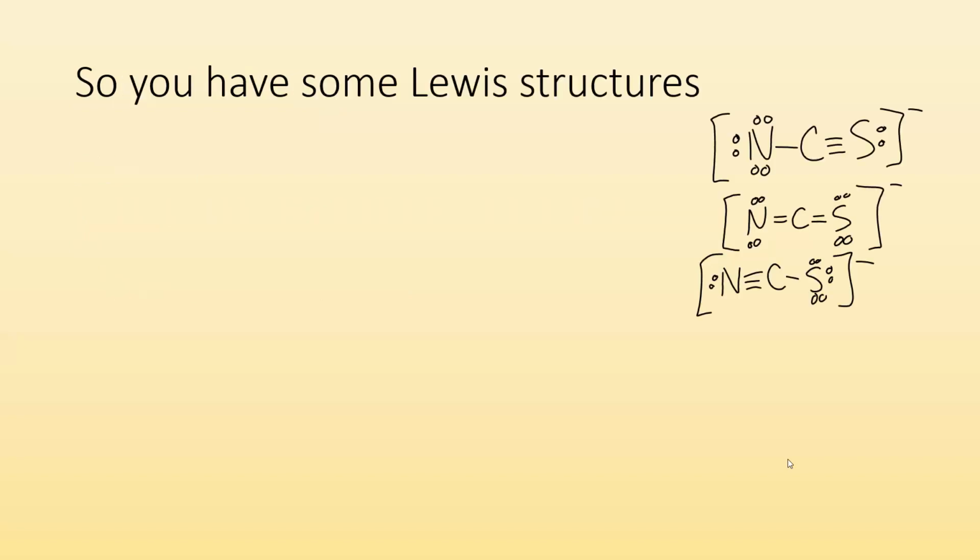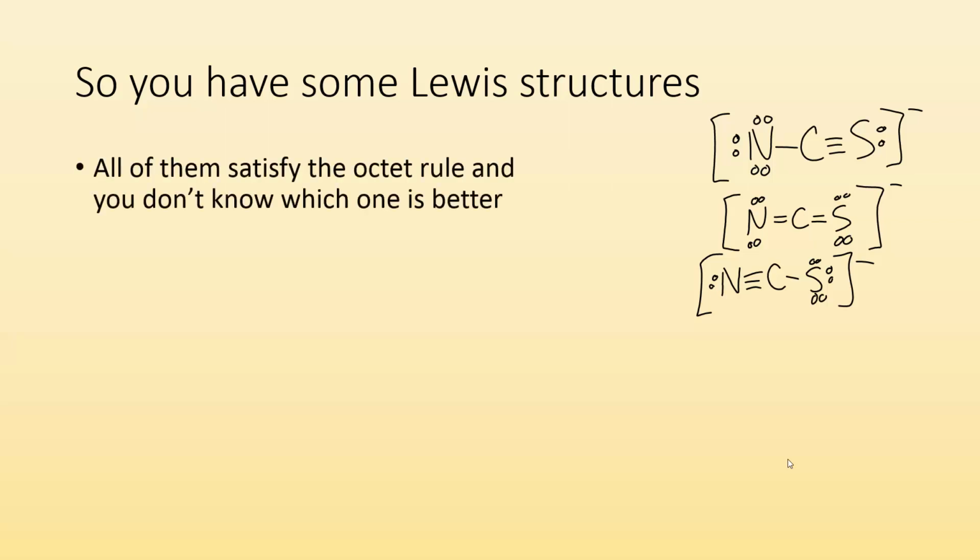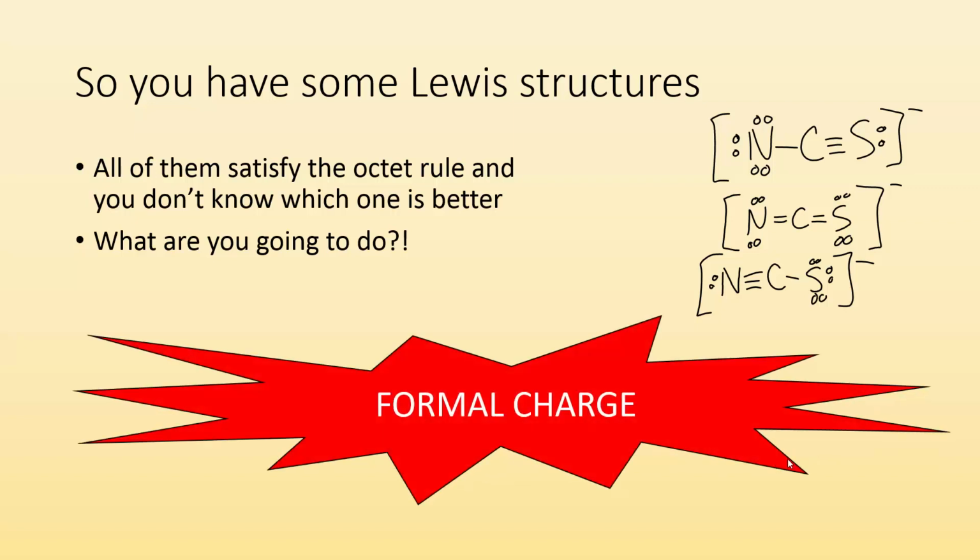All right, so you have some Lewis structures here. You've got three Lewis structures for the same molecule, and they all satisfy the octet rule, and you don't know which one is the better Lewis structure. What are you going to do? You're going to call formal charge.